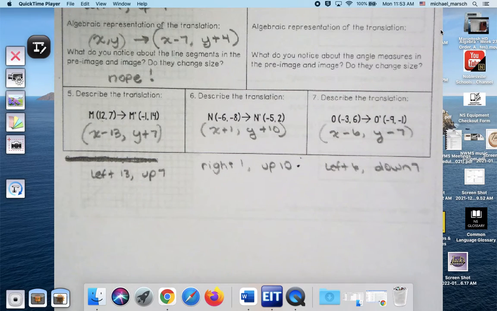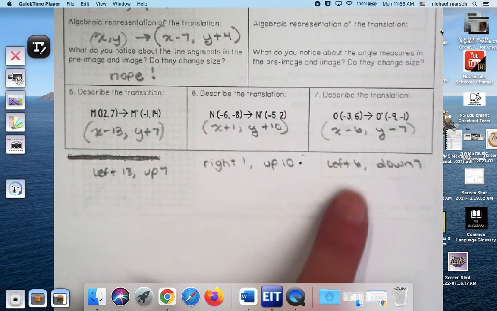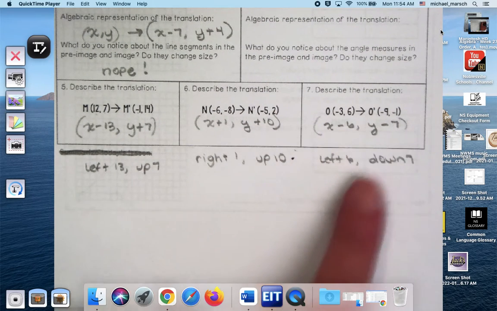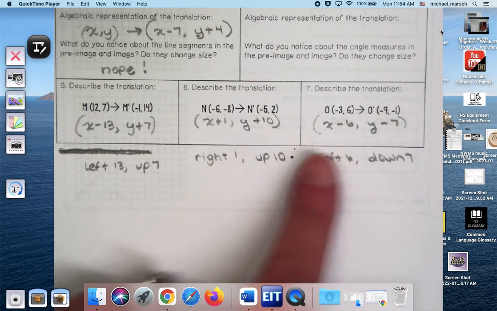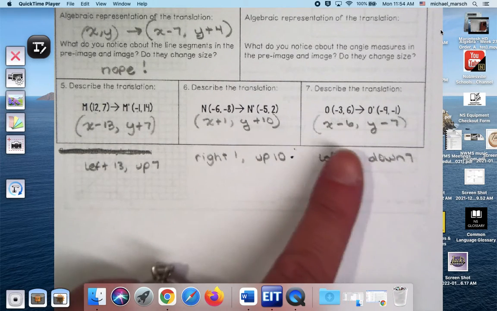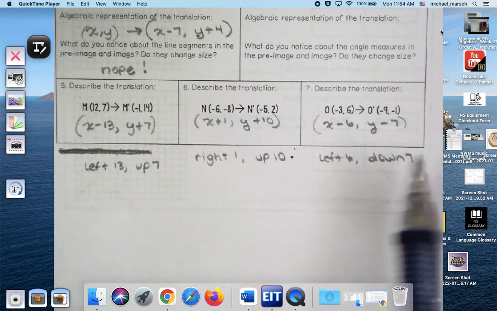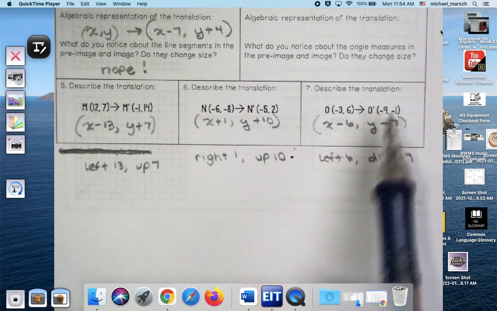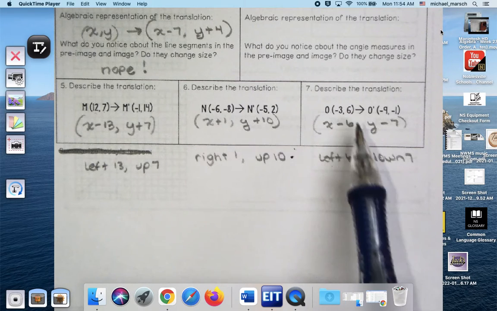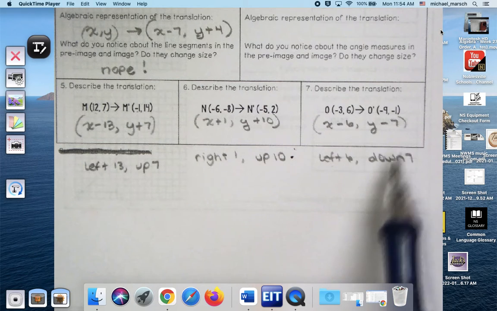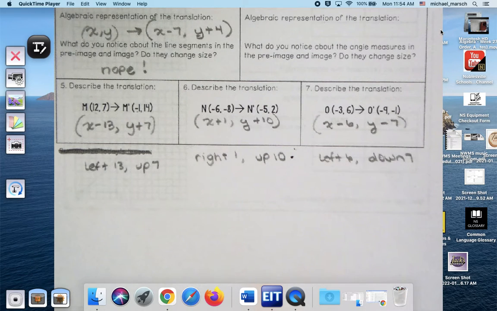Come on. Okay, check your work for number 7. How do we do? -6, -7, left 6, down 7. Wait, left 6, down 7. Yep. Because I subtracted 6, so that's going to be left 6. And then I subtracted 7 to get from 6 to -1, so that's down 7. Okay.